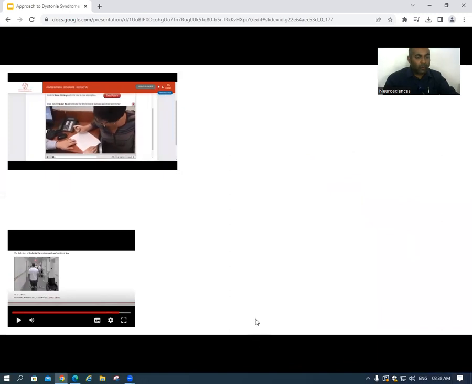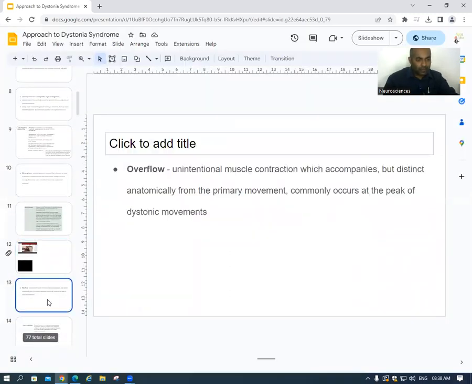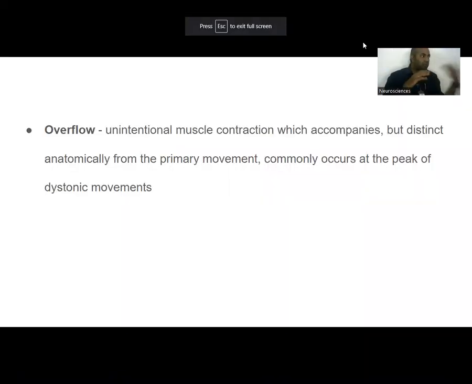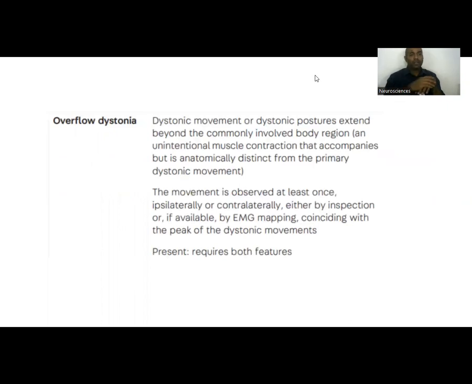Right, so I hope that this phenomenology of dystonia is clear. So apart from this, we saw the dystonic postures, dystonic movements, some gestes. So another phenomenology of dystonia is overflow of movements. So there is unintentional muscle contraction which accompanies but is distinct anatomically from the primary movement. It commonly occurs at the peak of dystonic movements. So again, once more, dystonic movements or dystonic postures extend beyond the commonly involved body region. So it's called overflow of dystonia.